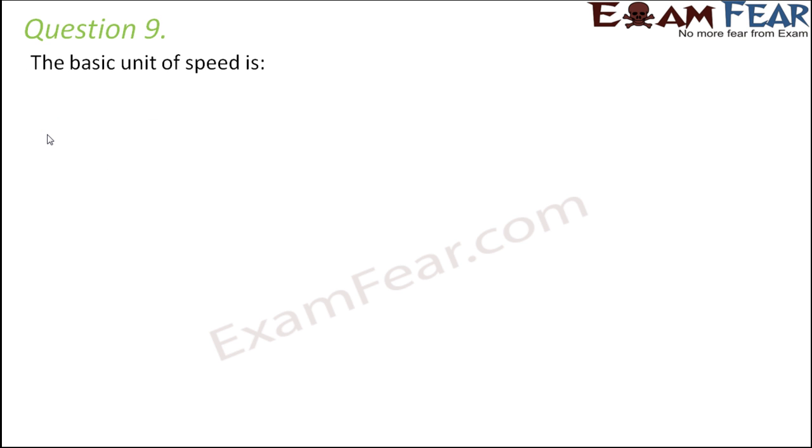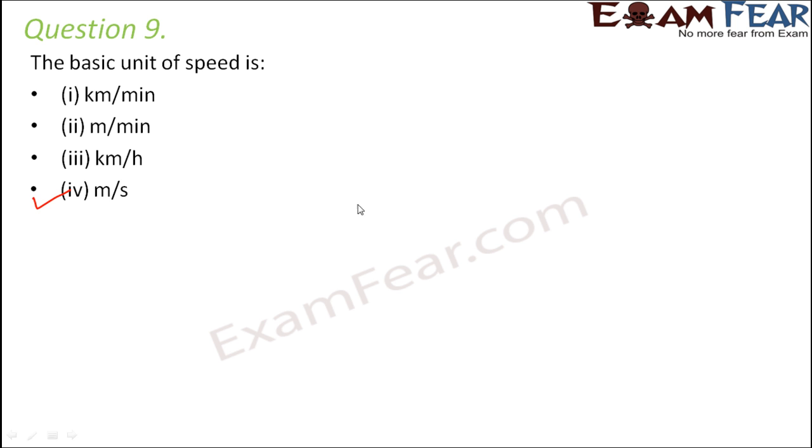Question number 9. The basic unit of speed is kilometer per minute, meter per minute, kilometer per hour, meter per second. So the basic unit would be meter per second. That's because, as I have mentioned before, speed is distance per unit time. And the SI unit for distance is meter and the SI unit for time is second. So therefore the basic unit for speed would be meter per second.